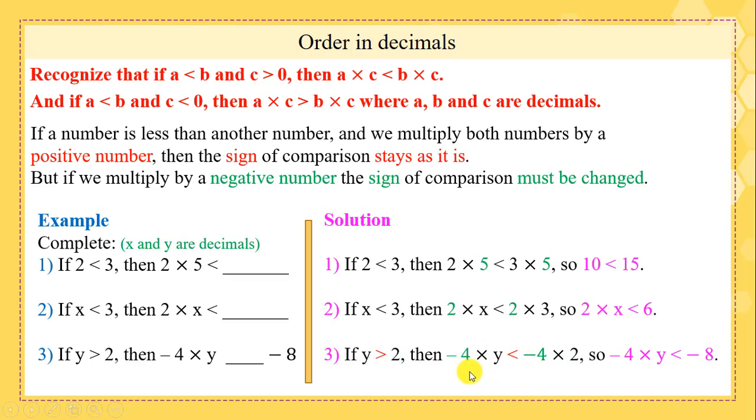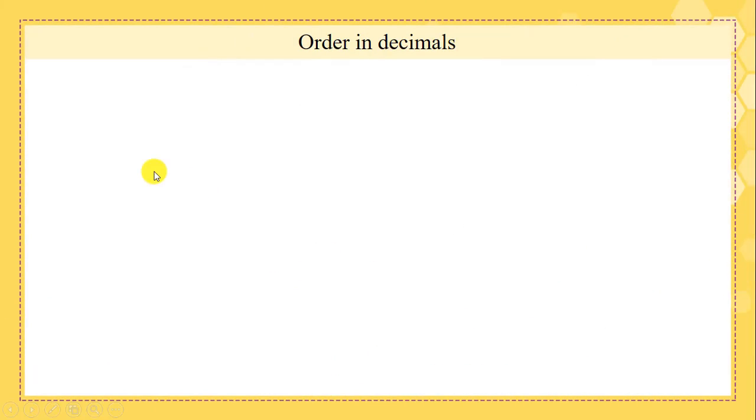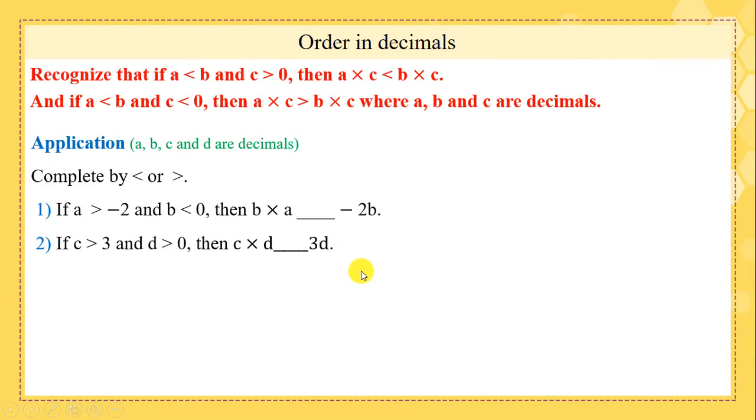So we will have -4 times y less than -4 times 2. So -4 times y less than -8, where -4 times 2 is equal to -8. And here we have an application about this objective. Please pause this video and try to solve this application.